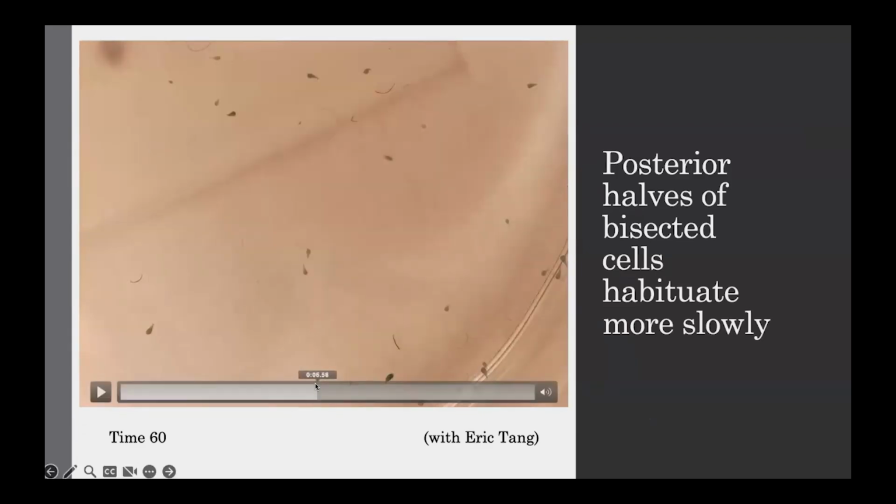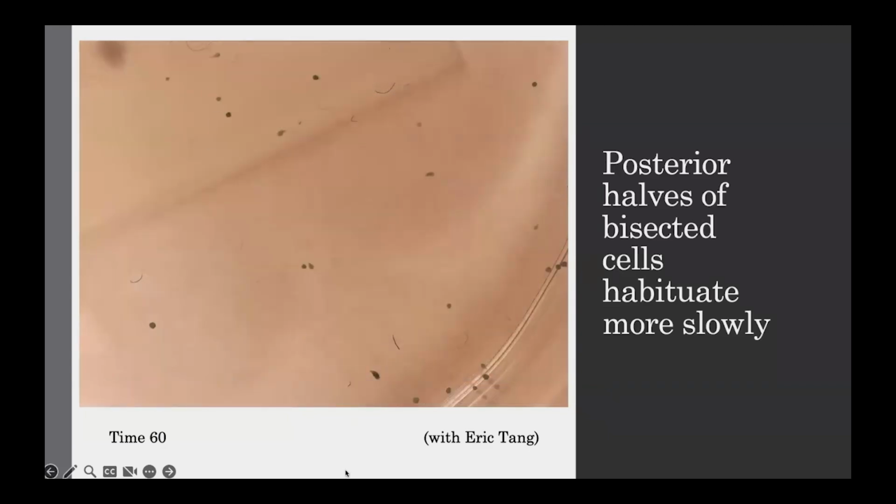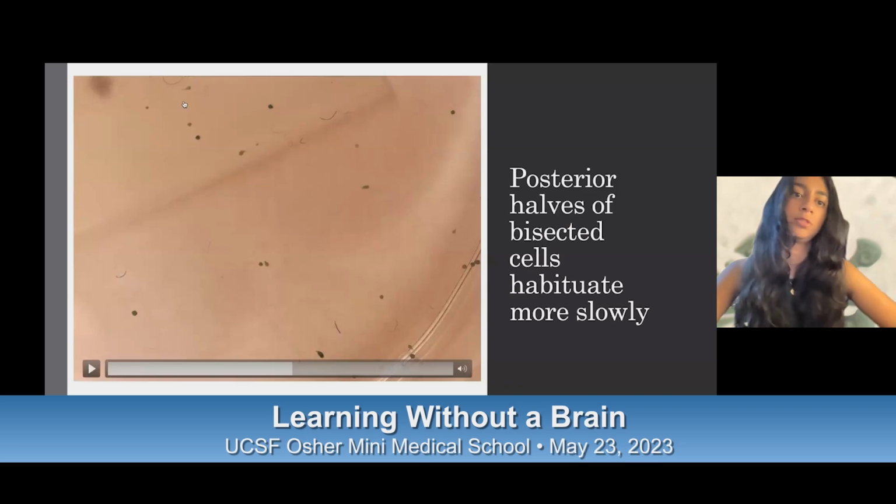You can see that most of the cells contracted, but there are a few of them that remain extended. It's hard to see because they're smaller since they've just been cut, but habituation is possible in only the posterior halves of the cell, although it occurs more slowly. So this tells me, when I'm trying to localize where this learning in the cell is happening, that just the posterior half is sufficient for certain cells to complete the learning process, although there might be something in the anterior half that actually facilitates the speed of learning.